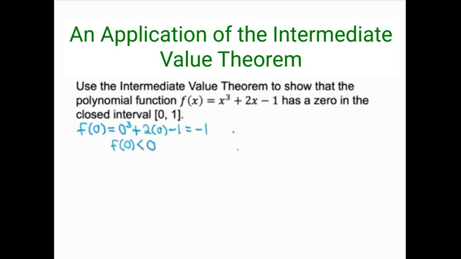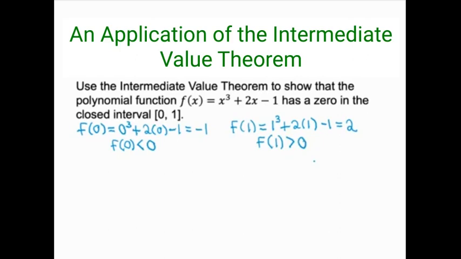Now let's find f of 1. So we have f of 1 equals 1 cubed plus 2 times 1 minus 1, which equals 1 plus 2, which is 3, minus 1 is 2. So f of 1 is greater than 0.